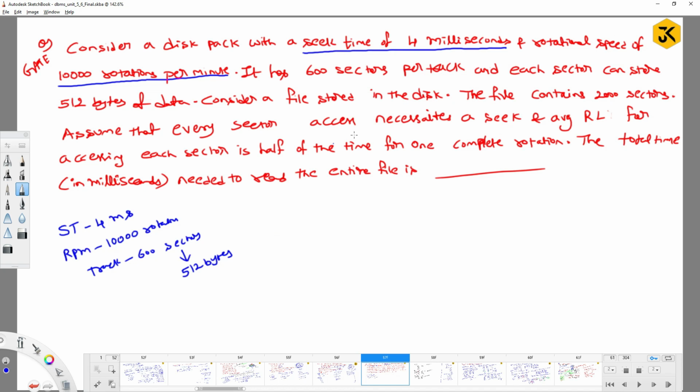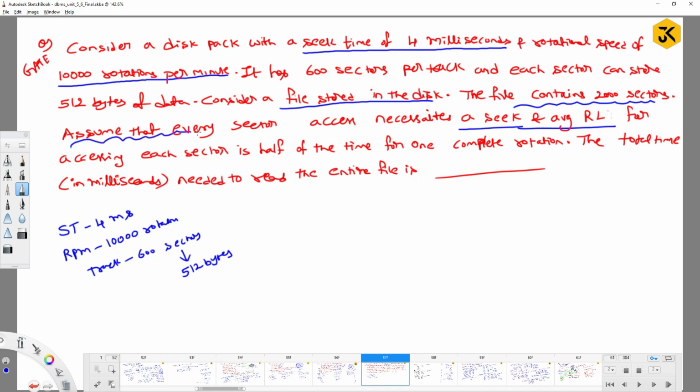Consider a file stored in the disk. The file contains 2000 sectors. Assume that every sector access necessitates a seek and average rotational latency. What is the meaning of this?